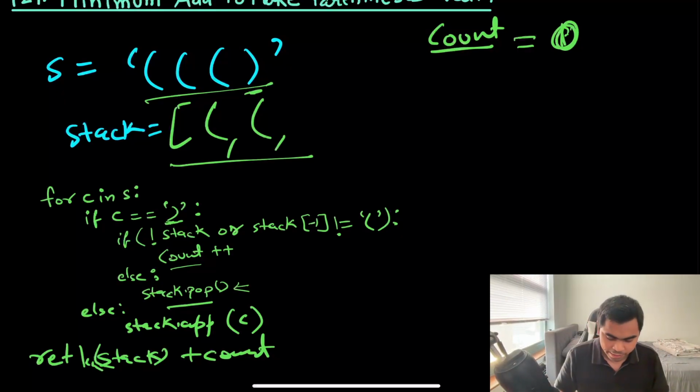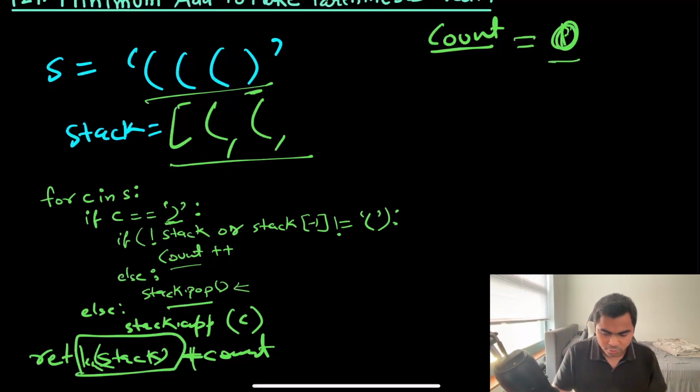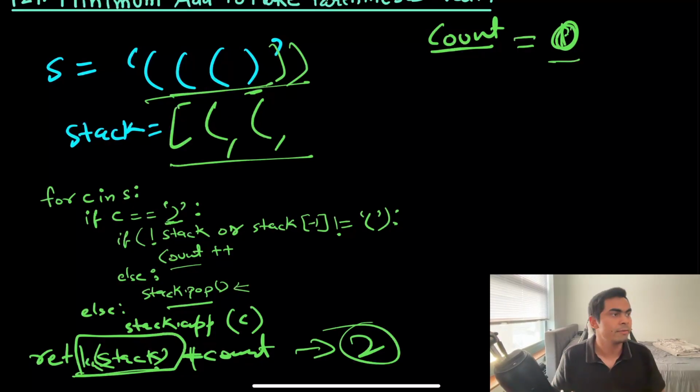So we only considered the opening bracket. So I'll have here the length of my stack plus count. Count here is 0, but stack length is 2. So I will return 2 in this case because I'll need 2 more insertions to make it a valid string. Simple approach, O(n) time and O(n) space solution. But I'm definitely sure that you can get rid of the space by making use of some pointers where you just track, because what you're trying to do at the end of the day is just calculate the imbalance between the opening and closing brackets.